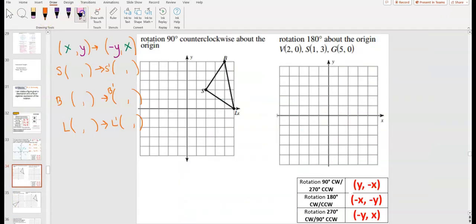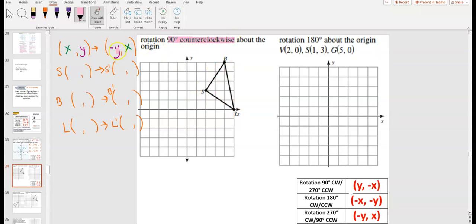Okay, so we're going to try this again. Now we're going to rotate this triangle SBL 90 degrees counterclockwise. Okay, so that's down here, 90 degrees counterclockwise. So we're really going one to the left. Okay, that's where we're trying to go.